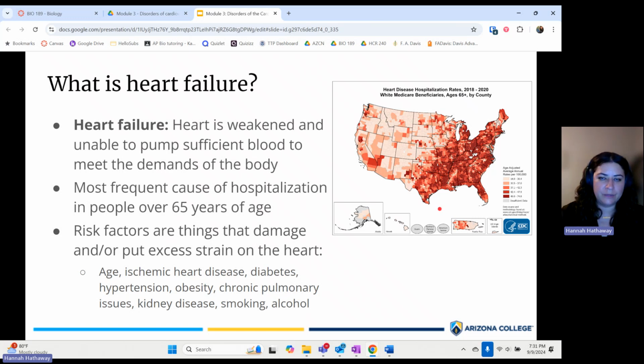If you have some sort of atherosclerosis that predisposes you to have ischemia, so blockage of those vessels. Diabetes and hypertension are two classic risk factors. Obesity, pulmonary issues, we'll talk about that one more in a bit. Kidney disease, because kidneys have a lot to do with regulating fluid in the body, and excess fluid can put strain on the heart, and smoking and alcohol.